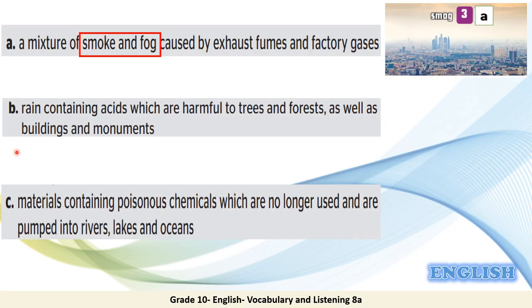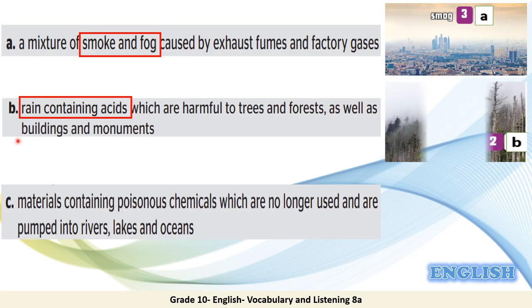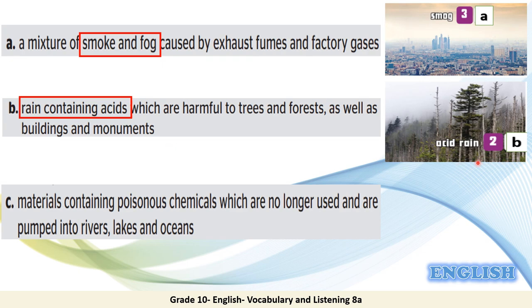Moving on to B, rain containing acids, which are harmful to trees and forests, as well as buildings and monuments. Rain containing acids. Pause, look at the pictures, and make a choice. And the answer is acid rain. Well done, everyone. Now moving on to C.